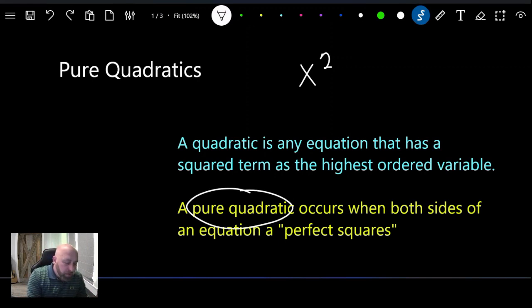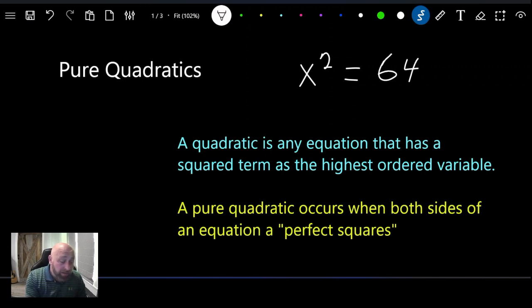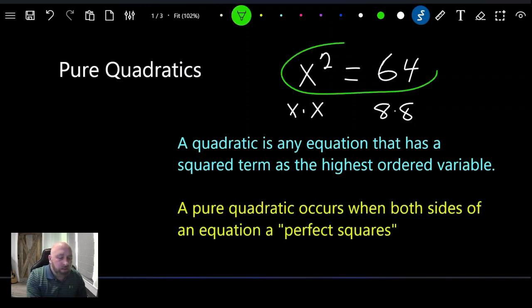The pure quadratic occurs when both sides of the equation are perfect squares. So something like x squared equals 64, for example. X squared is a square. What does that mean? Well, that means x times x, right? That's a perfect square. And then 64 is also a perfect square because we have 8 times 8. Both of them are perfect squares, so this would qualify as a pure quadratic.